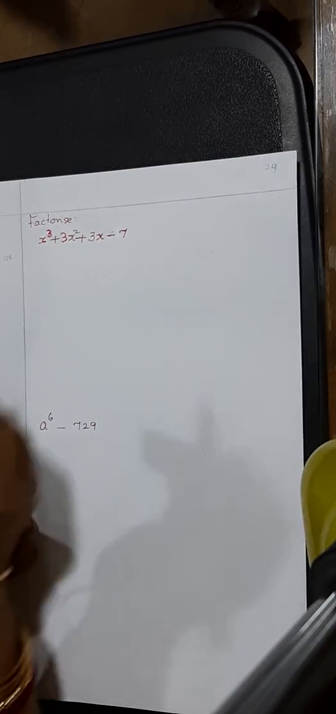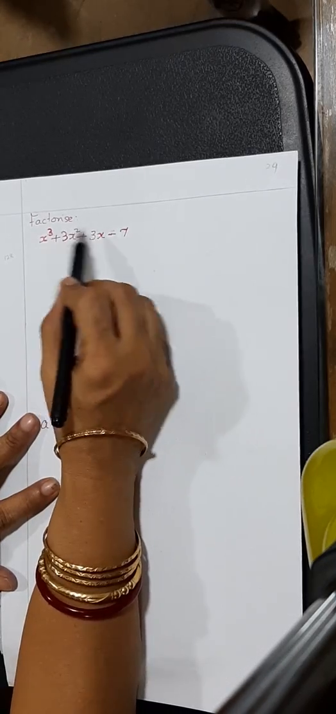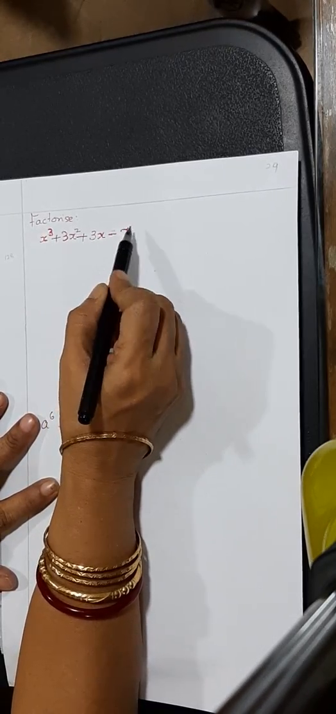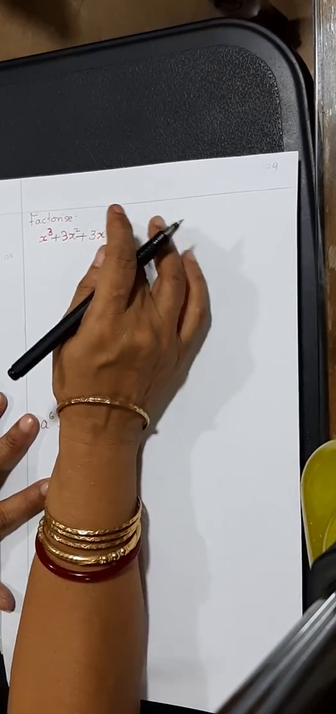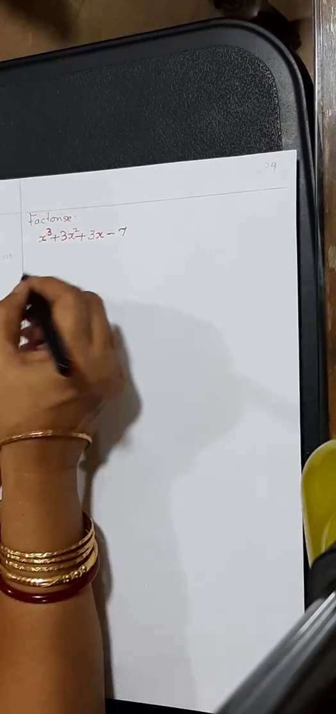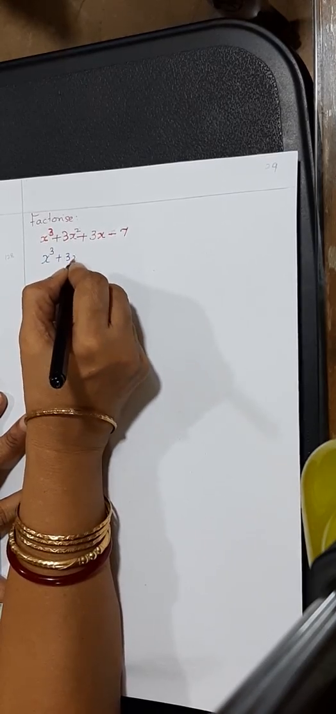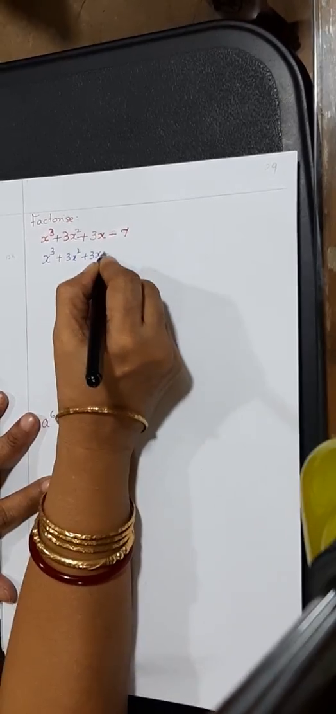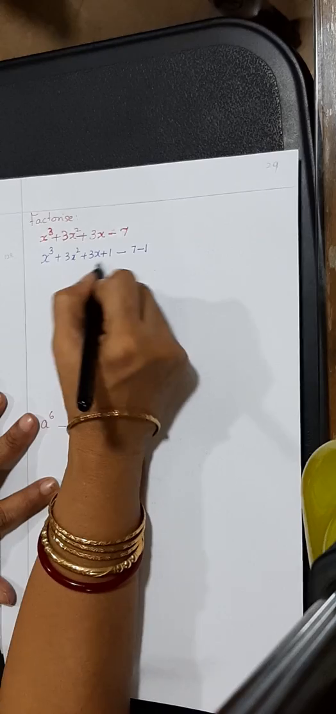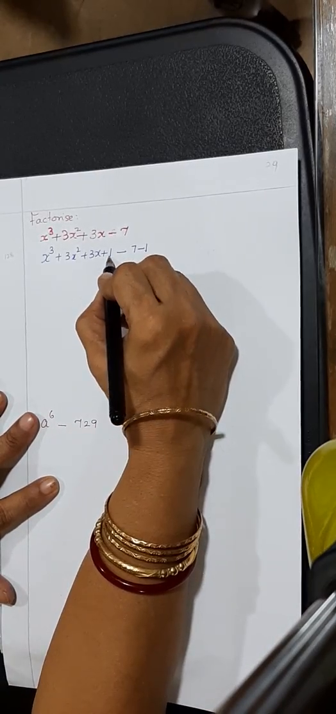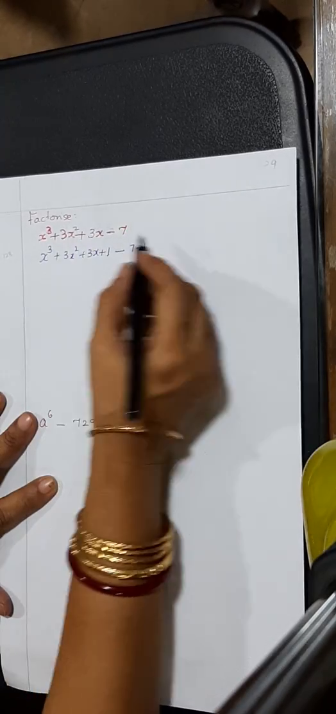Now, this is x cube plus 3x squared plus 3x minus 7. So, this is slightly different from the normal problem. Now, you do not have this, this is 7. So, we can add 1 and subtract 1, plus 1 and minus 1. So, we can write this as x cube plus 3x squared plus 3x plus 1 minus 7 minus 1. This 1 is added and subtracted, so there is no change in the expression.